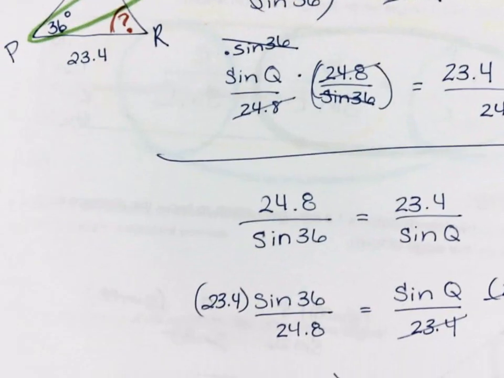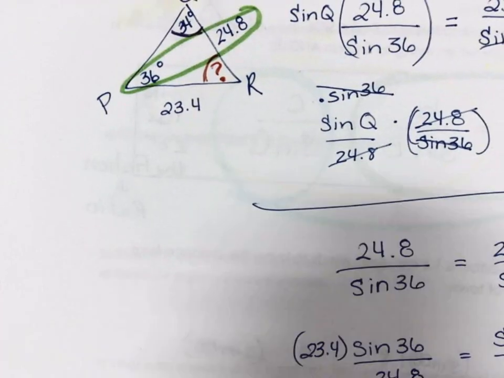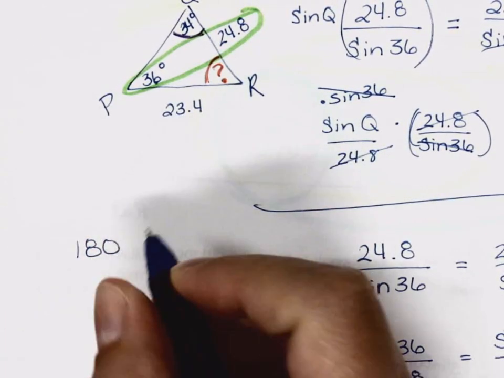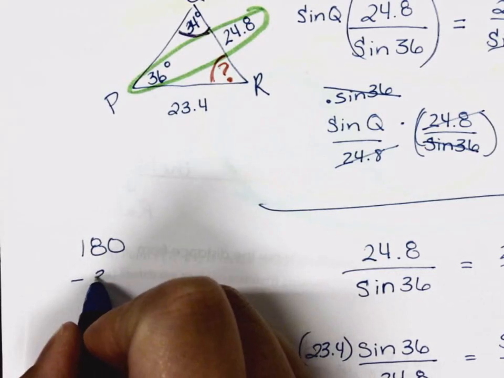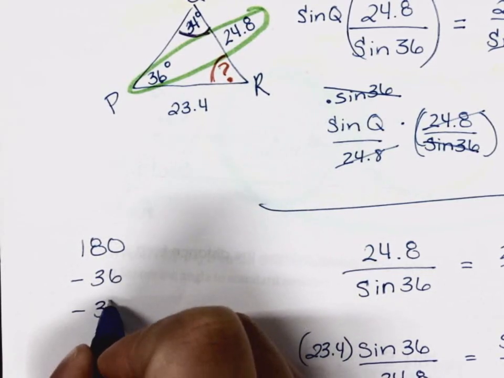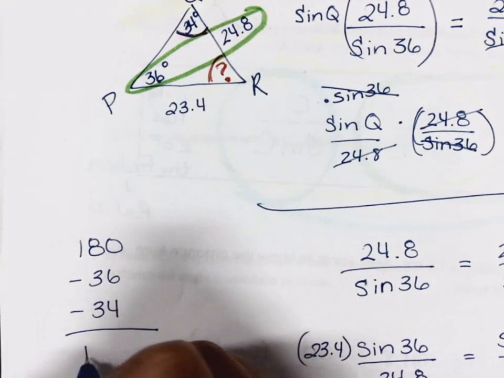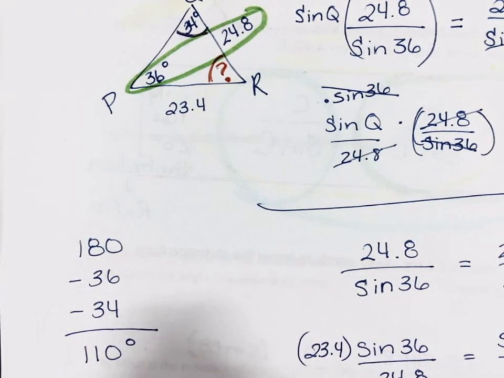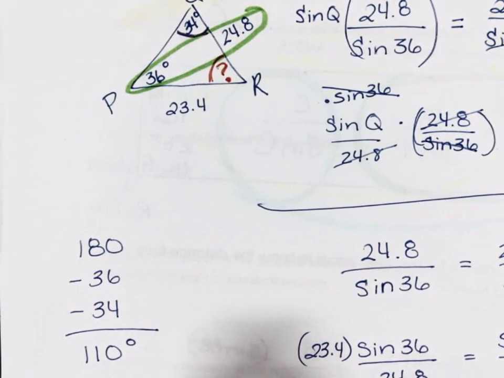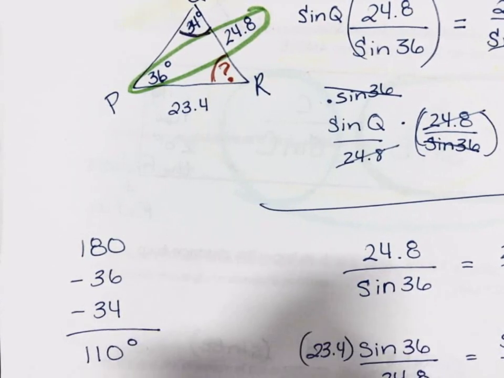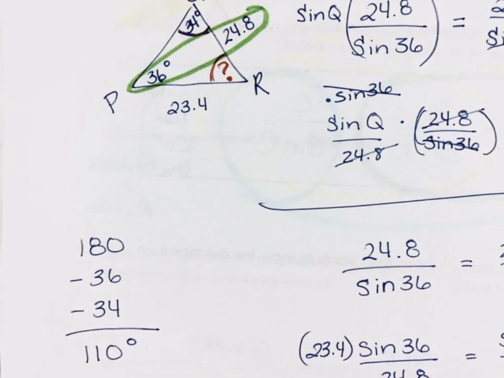Use the rule of 180 here. So I'm going to take 180 minus 36 minus 34. Pretty sure that's 70, so that's 110. So angle R is equal to 110 degrees. I'm going to box in that answer because that one's right.